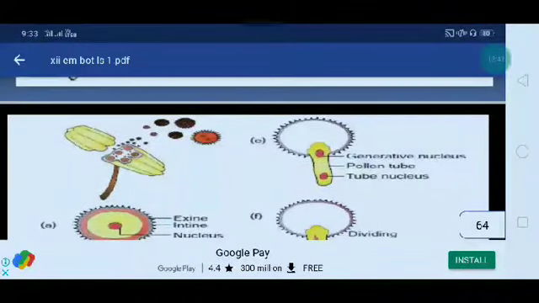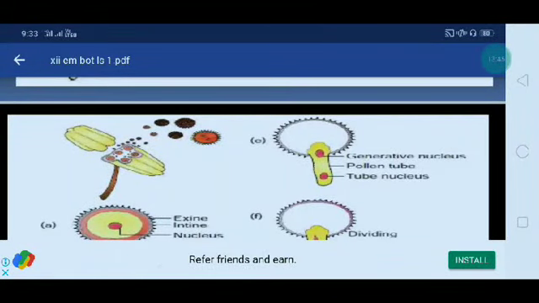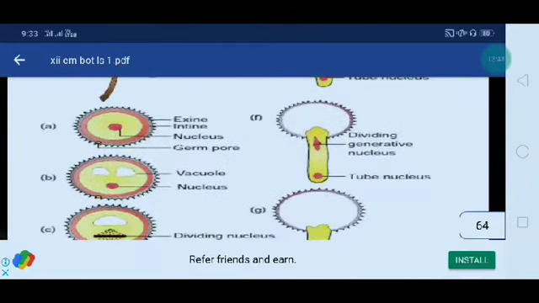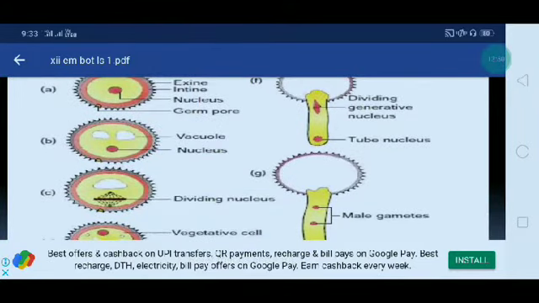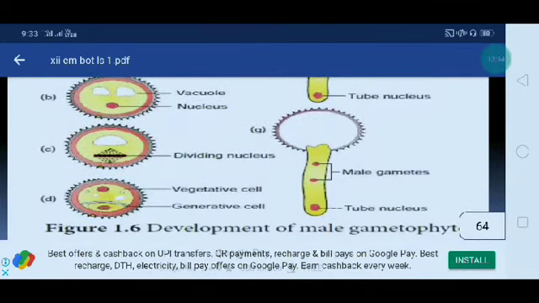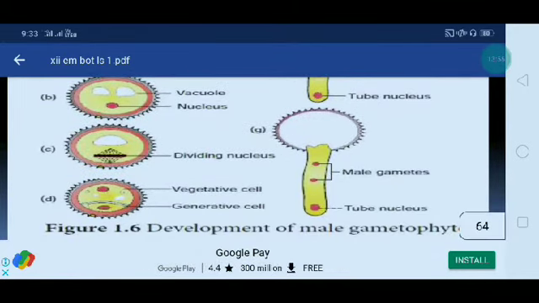These two nuclei, then the pollen tube is formed, generative nucleus and pollen tube nucleus. Then dividing generative nucleus, then tube nucleus is also there. Dividing the generative nucleus, again it will produce two cells. Male gametes, tube nucleus is also there.